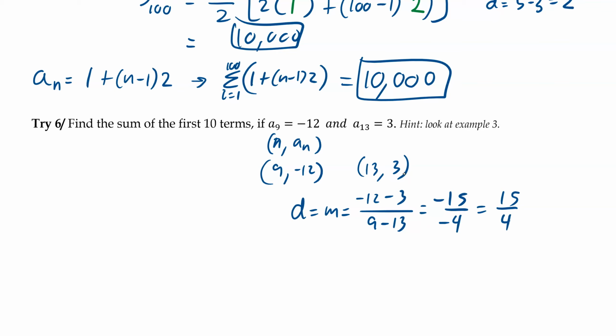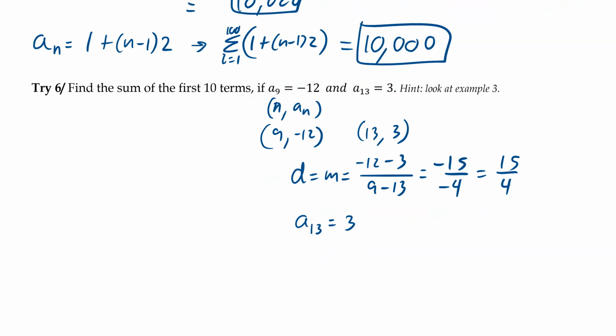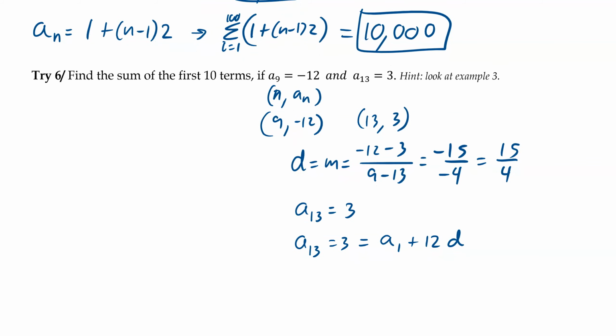And when we finish, we'll verify that a sub 9 equals negative 12 and a sub 13 is equal to 3. Now, we take either one, it doesn't matter. I'm going to use a sub 13 equals 3 to make my general formula. So I know my a sub 13, which is 3, would be my first term plus 12 differences. And my difference is 15 over 4. So a little quick simplifying.